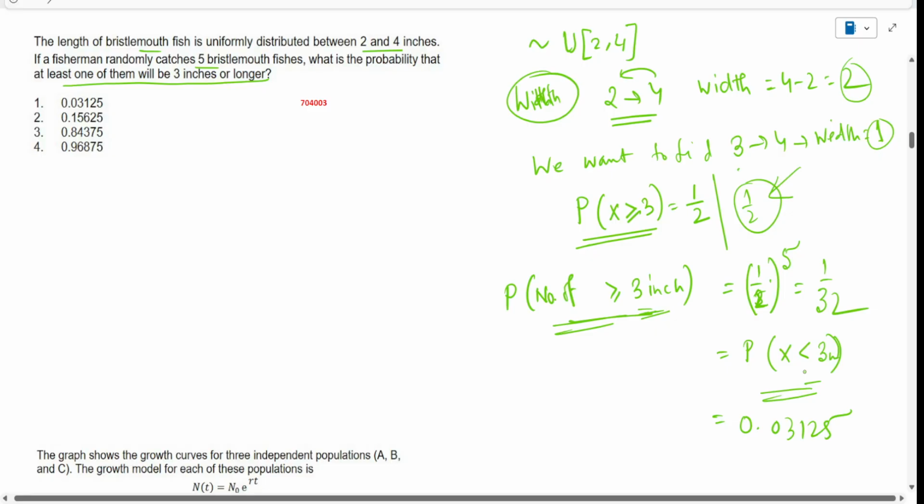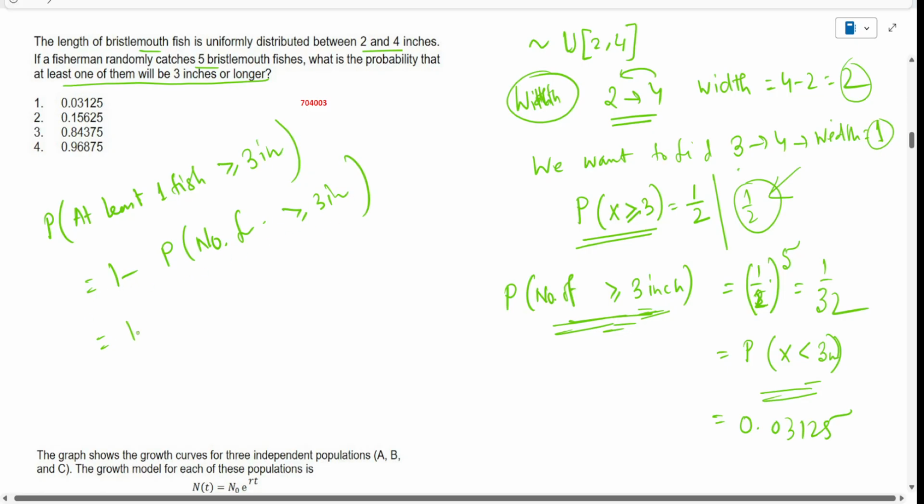So that means this is the probability of no feces which is greater or equal to 3 inches. Therefore, the probability of at least one feces which is greater or equal to 3 inches is the required probability. Then the probability that at least one is 3 inches or longer is equal to 1 minus the probability of no feces which are greater or equal to 3 inches.